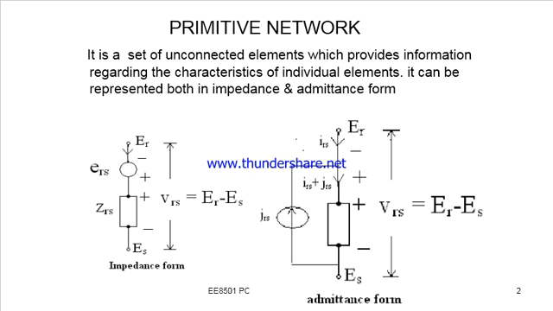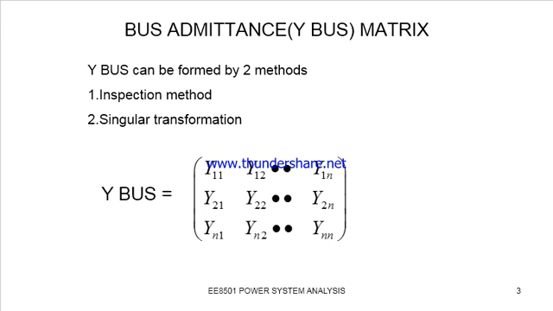How is it drawn? Simple. In impedance form we have a voltage source, and in admittance form we have a current source. Normally the bus admittance matrix can be obtained by two methods. One is the direct inspection method and the other is the singular transformation.